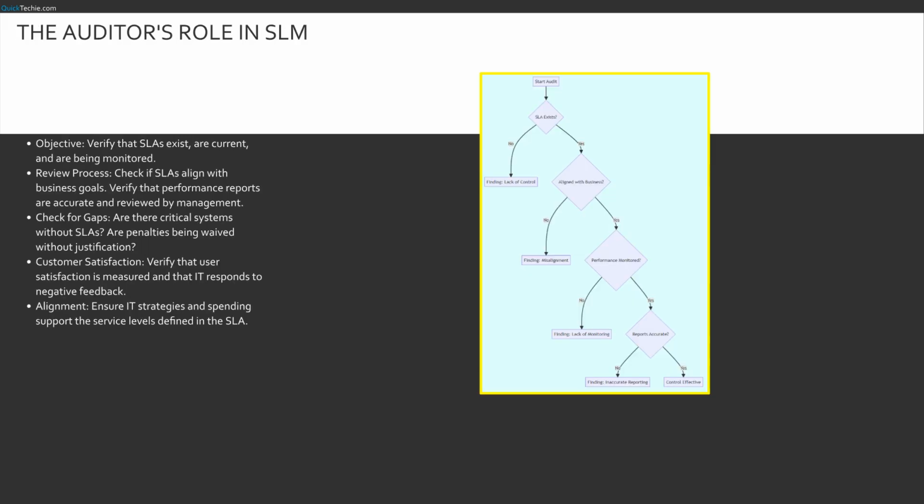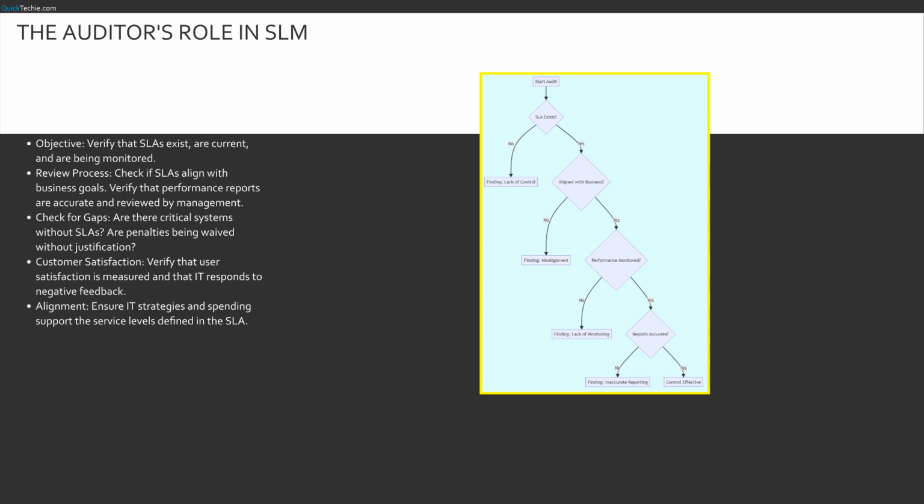Finally, how do we audit this? As IS auditors, our objective is to verify that SLM is not just paperwork, but a working control. We check: do SLAs exist for all critical services? Are they current or dated 5 years ago? We verify that the performance reports sent to management are accurate. We might recalculate the uptime ourselves.